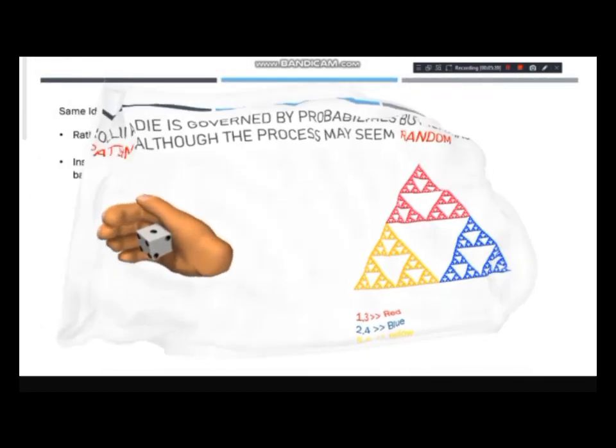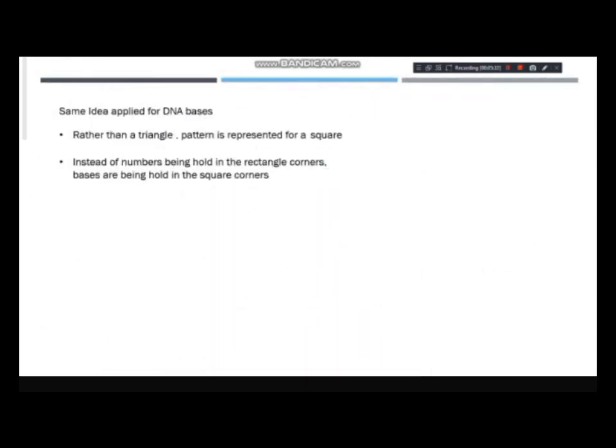Now, the same idea would be applied for DNA bases. Rather than a triangle, we would represent a square, and rather than the numbers, we would represent the bases. This is a square, and each corner is holding a base. Let's say this is my initial position, and the next base is T. So I already have these coordinates, measuring the distance, dividing by 2, I would end up in here. And then if G is the second base, doing the same process, I would get some pattern.